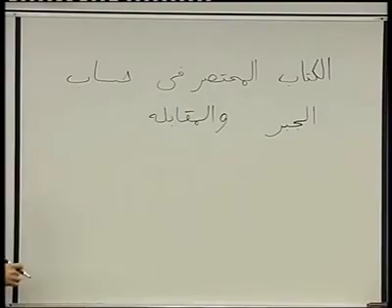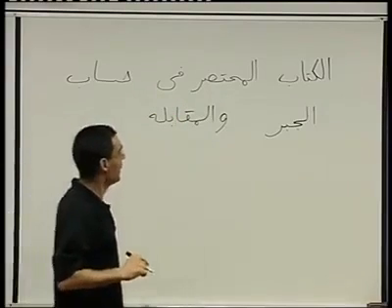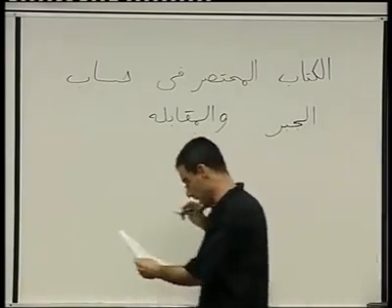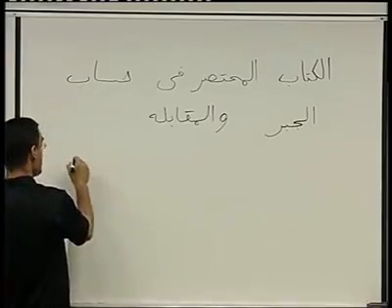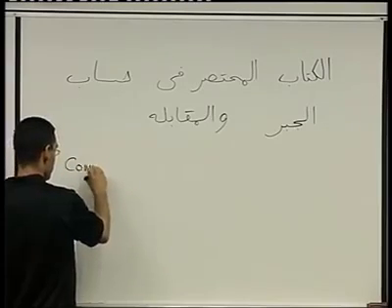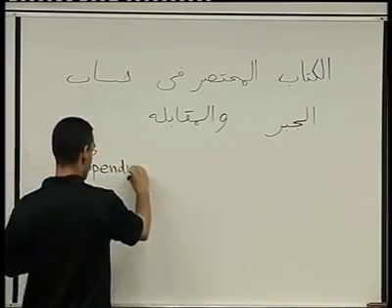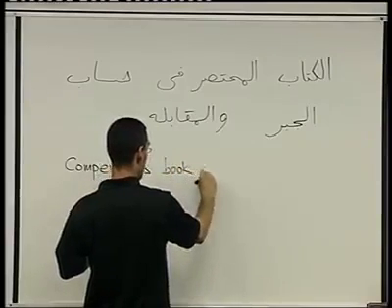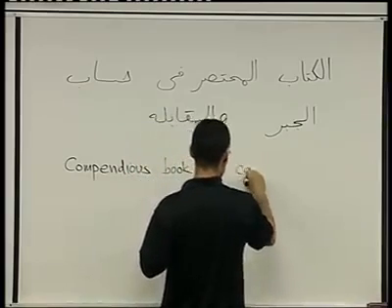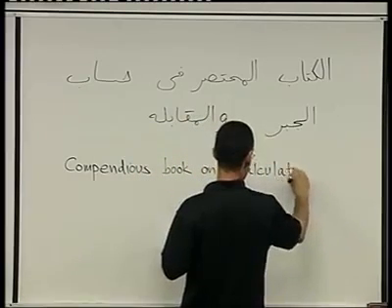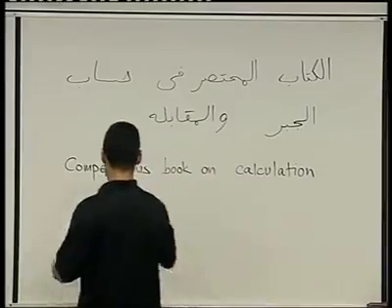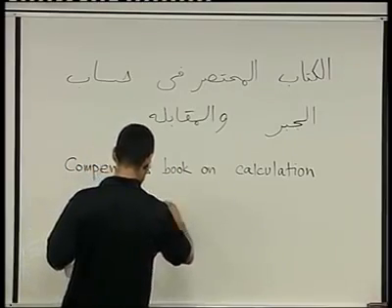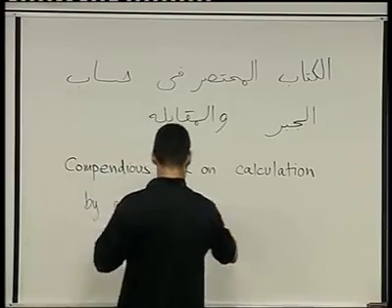So Arabic has beautiful writing. I just love it. And what this means, here's the translation to English: the compendious book on calculation by completion and balancing.